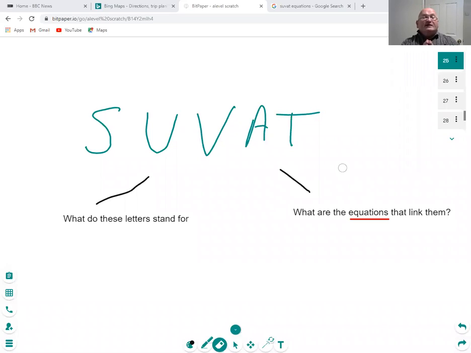The Suvat equations are something you'll come across definitely if you take the applied maths or mechanics part of A-level maths. So, what do these letters stand for, and what equations link together the things that they stand for? That is the subject of this short film. I'm going to show you what the Suvat letters stand for, what the equations are, and then I'm going to apply them to one situation at the end of the film. Right, let's get going.